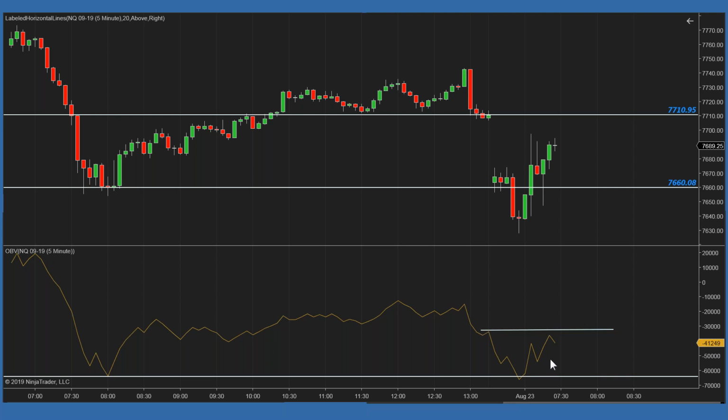And I suppose we can draw ourselves a little trend line here as well, seeing how we have a couple points. These would be the corresponding points on the price chart.